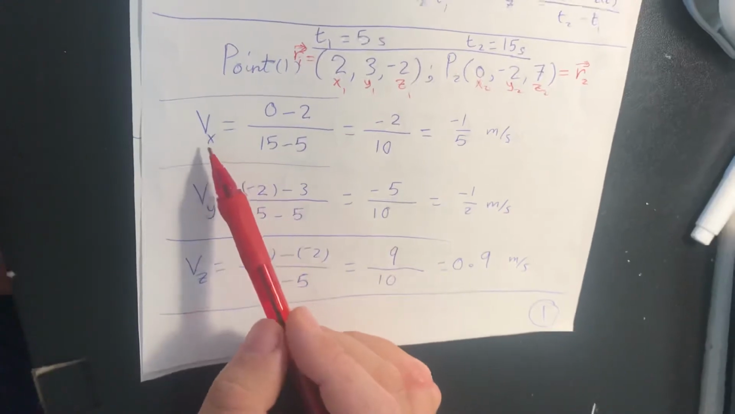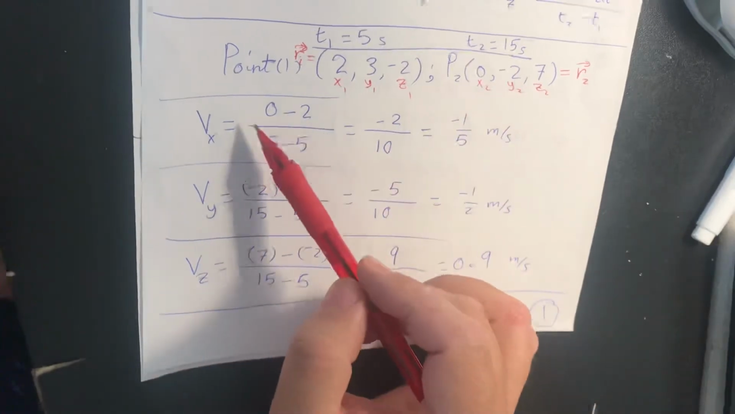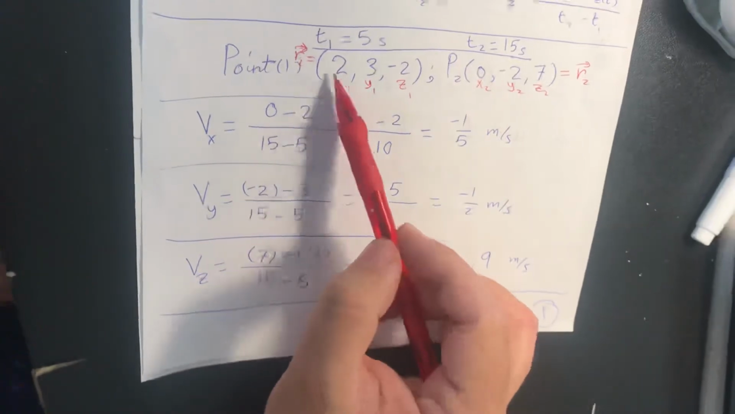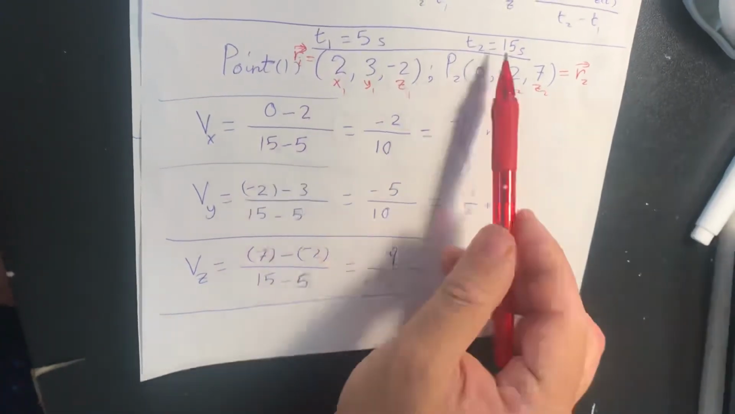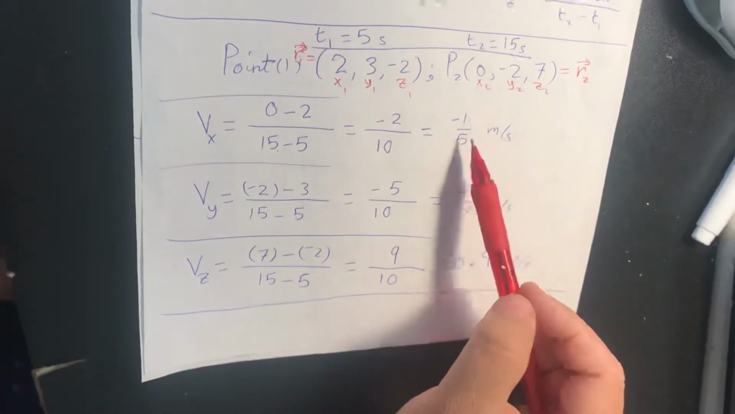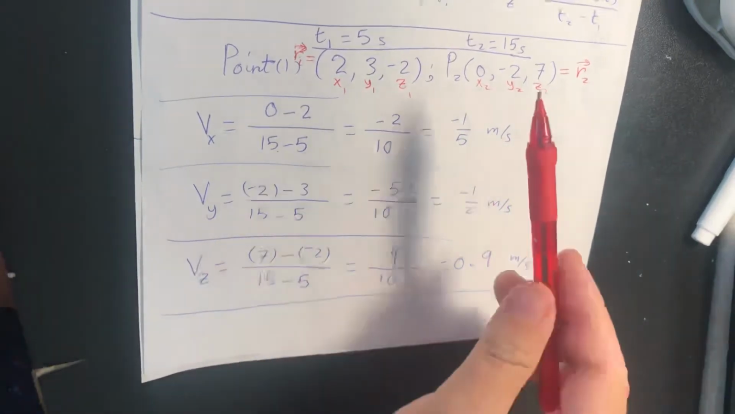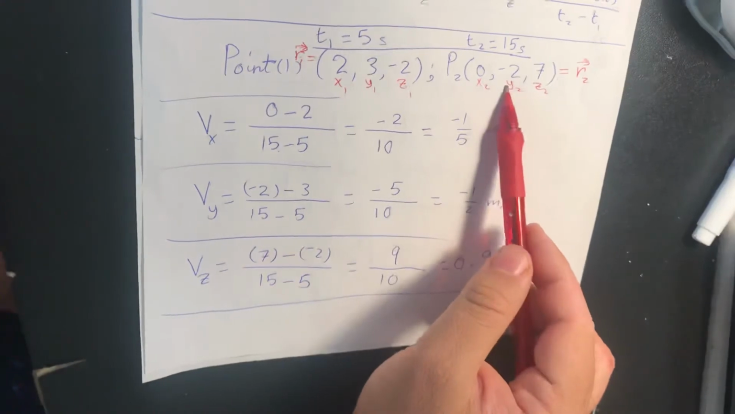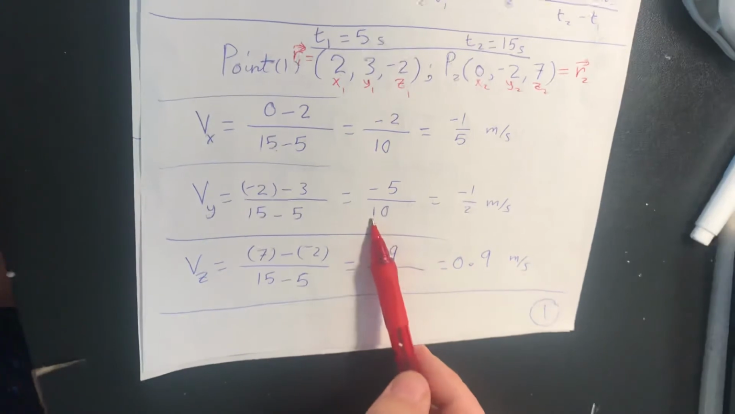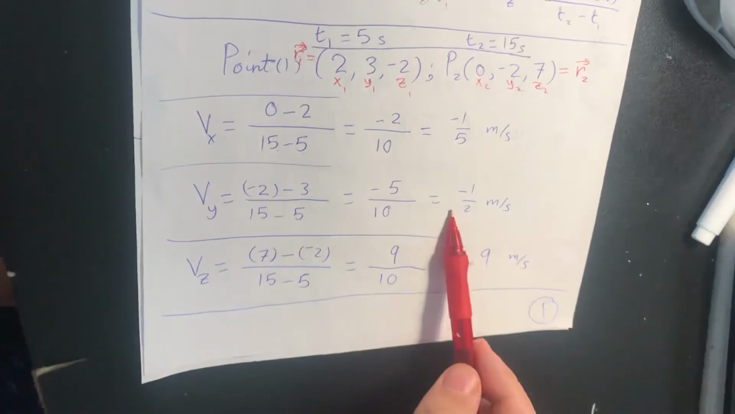So to compute the velocity in x direction, it is vx, which is x2 minus x1, 0 minus 2, over the change in time, which is 15 minus 5. So it will be negative 2 over 10, which is negative 1 over 5 meter per second. What about the velocity in y direction? It is y2 minus y1, which is minus 2 minus 3, which is minus 5. And the time period is 10, which is the same. Then the velocity in y direction is negative half.